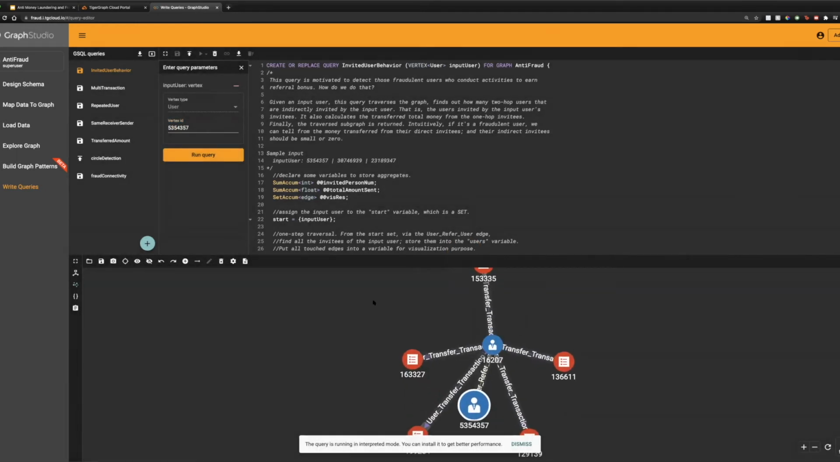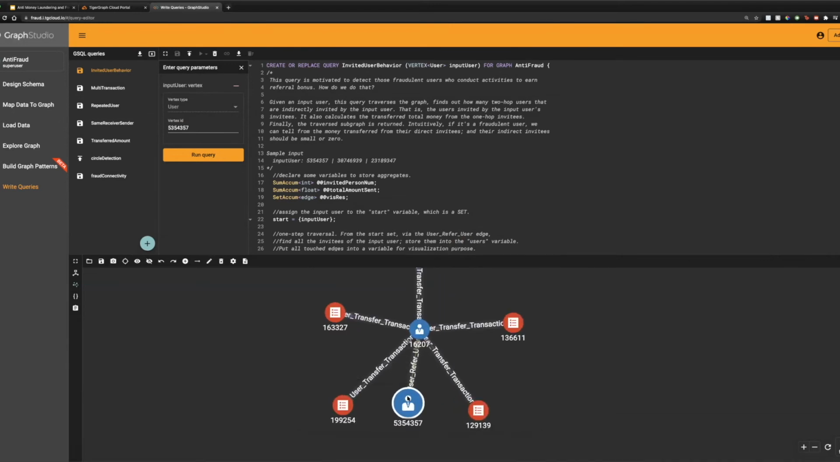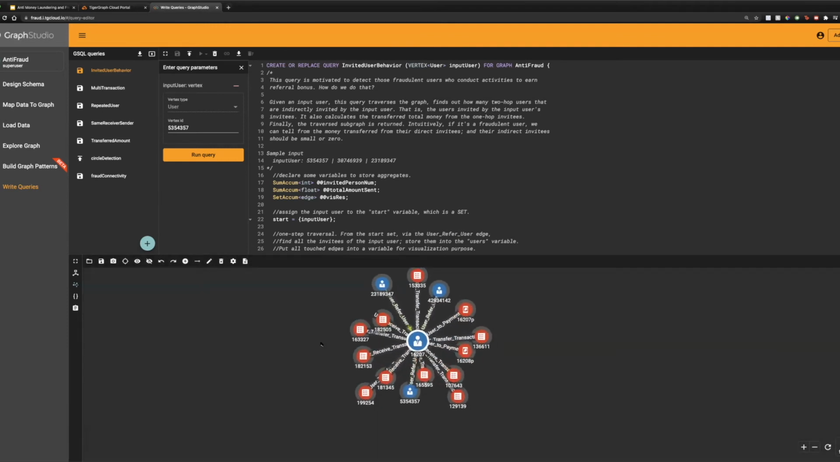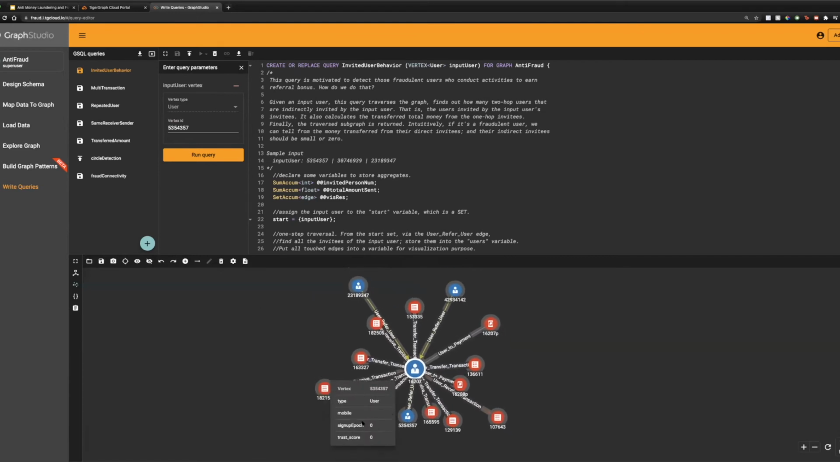Go ahead and just grab a random user, and we can see from our results that they have referred another user, and that there are these transactions from our initial user as well. So if we expand these out, we can see that there's not really any connection between these users, and therefore most likely it's not a fraudulent user activity.